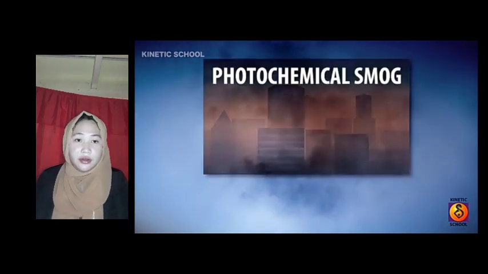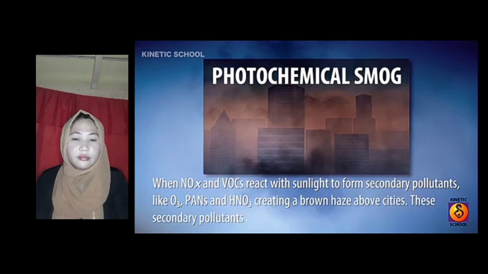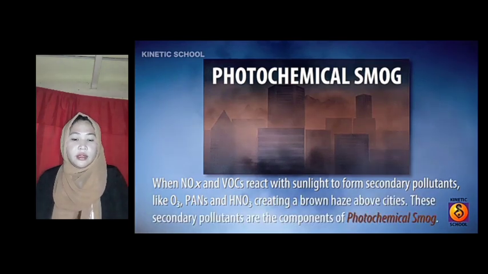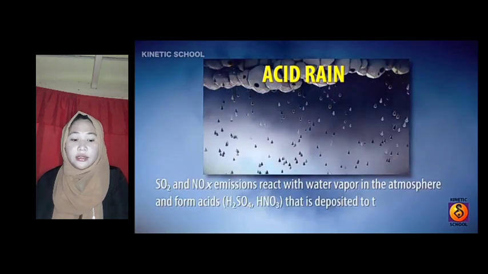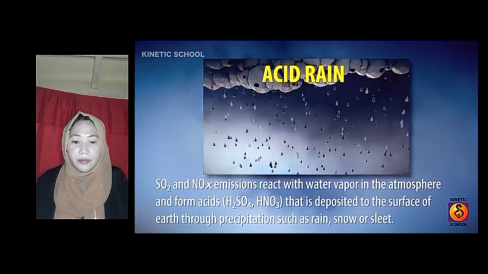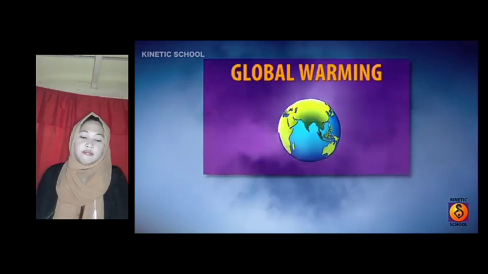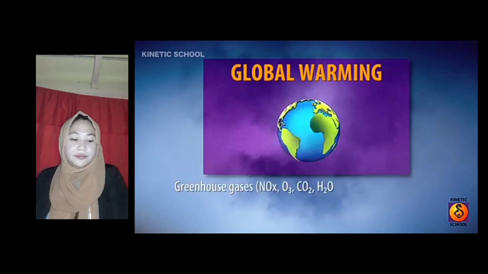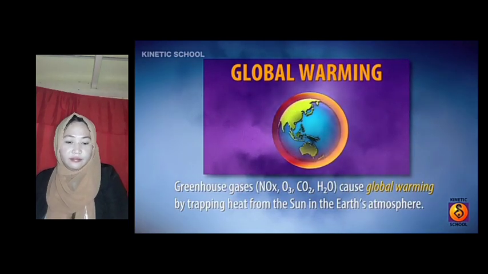Effects of secondary pollutants. Secondary pollutants harm the environment by making photochemical smog and acid rain. They are also responsible for global warming. Photochemical smog, acid rain, global warming.